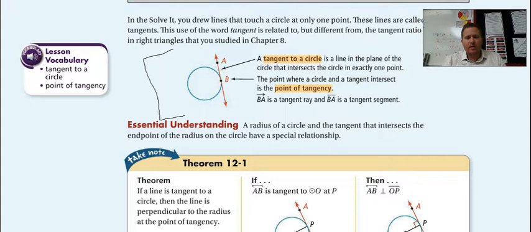Now again, don't get confused right here. We did deal with the word tangent when we did our SOHCAHTOA stuff, but this is something a little bit different, so don't get those two things mixed together. So again, a tangent is a line in the plane of a circle that intersects it in exactly one spot, and that spot is called the point of tangency.